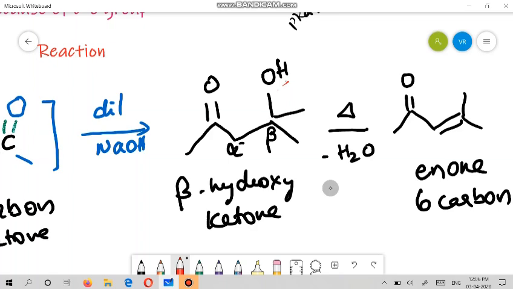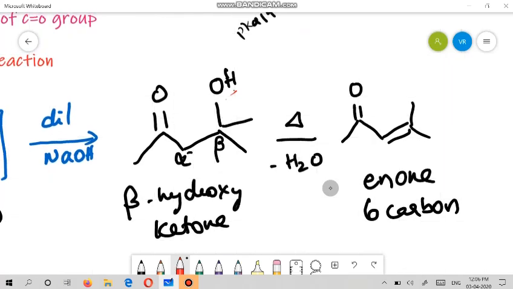Further, when it is heated, a water molecule is lost and it gives a conjugated enone. You can see double bond, single bond, double bond. So there is conjugation. This is the alkene, and this is the ketone. So that is why it is called enone. Again, I'll explain: on heating, it will lose a water molecule and give rise to a conjugated enone. This is under conjugation: double bond, single bond, double bond. This is the ketone and this is the alkene, ene.